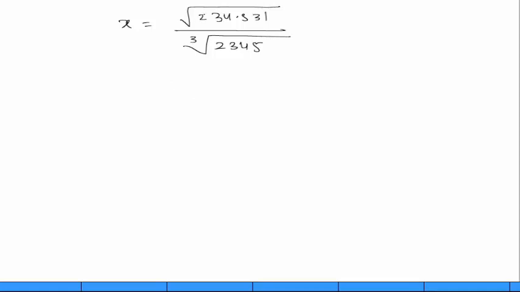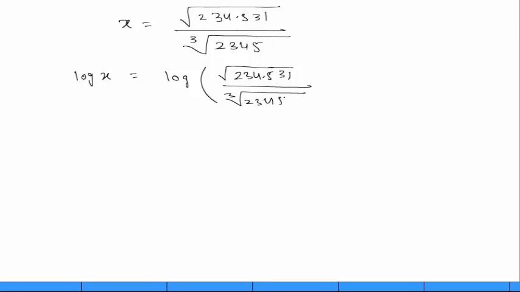So simply here you cannot divide it because it is a square root as well as a cube root. So what will you do? You will say, again taking log on both sides. So you will say log x is equal to log of this whole expression. That means it will become log of the square root of 234.531 divided by the cube root of 2345. Now here we will use the property log of a by b.